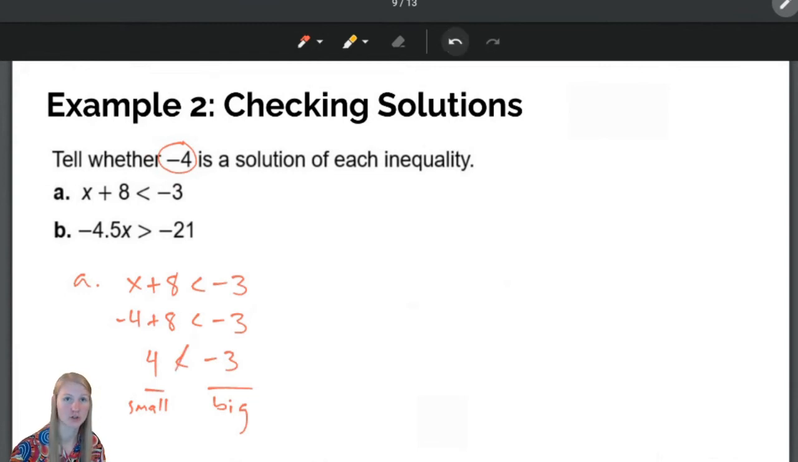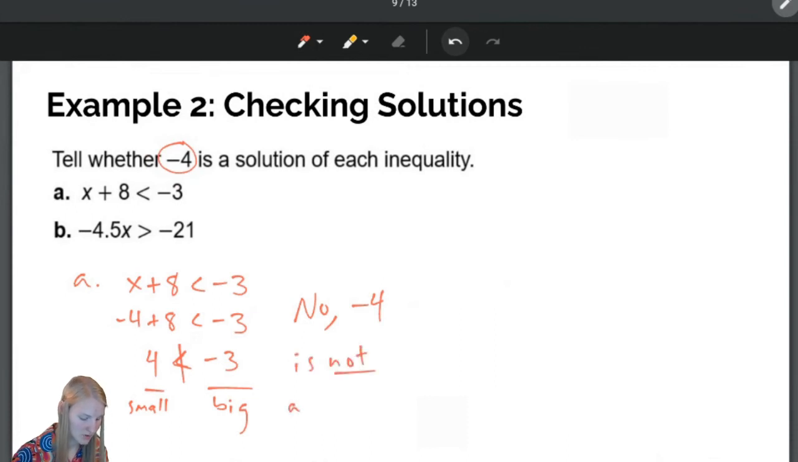This is not true. Goodness, I'm trying to write a nice symbol here. This is not true. 4 is not less than -3. So we would say no, -4 is not a solution.